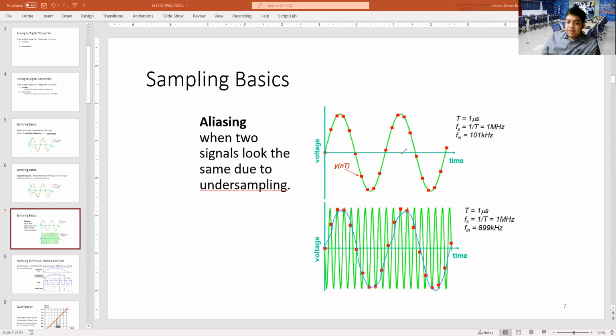This is because ang ating sampling frequency is less than twice ng ating input frequency. Nagkakaroon tayo ng possibility ng tinatawag nating aliasing. Meron tayong dalawang signal, magkaiba sila, 101 kHz, 899 kHz, but after sampling, they look the same. Yun yung tinatawag natin aliasing. In order to avoid this, we sample at the Nyquist frequency or higher.